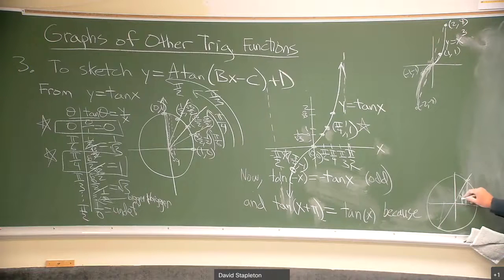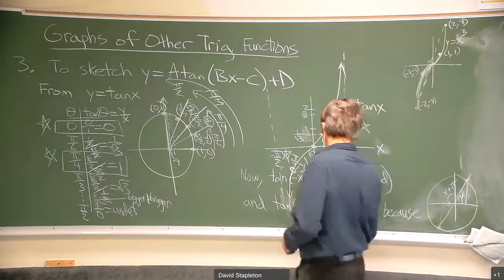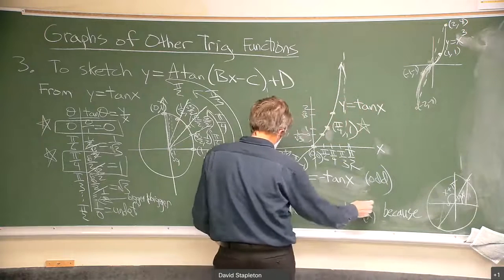So if this is x and this is the opposite direction, x plus pi, they have the same tangent, the same ratio of y over x. So tangent of theta is this one to this one. Tangent of theta plus 180 degrees more is the same ratio. This, however, tells us how to draw the whole rest of the graph.